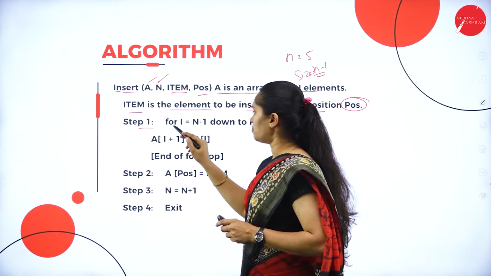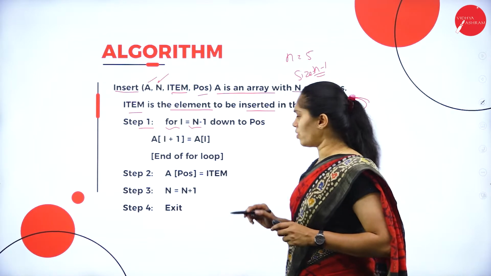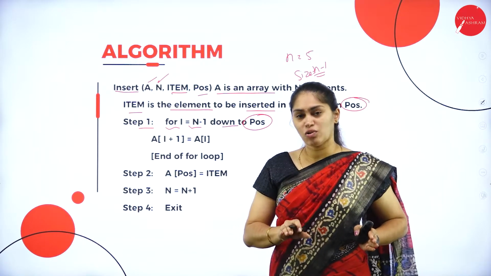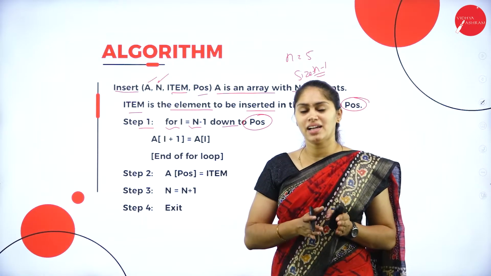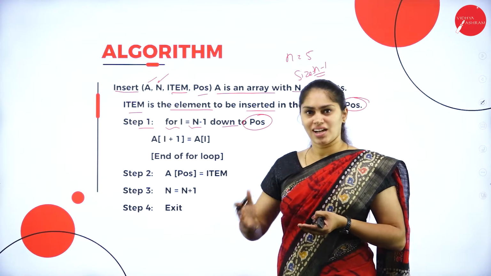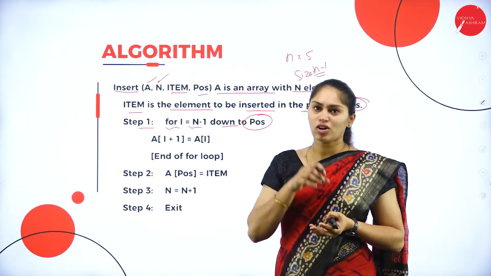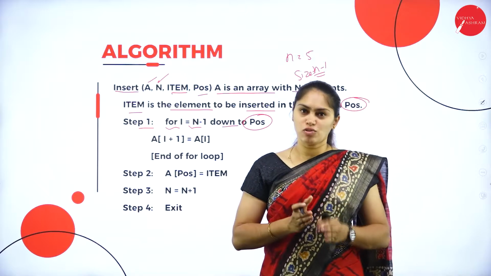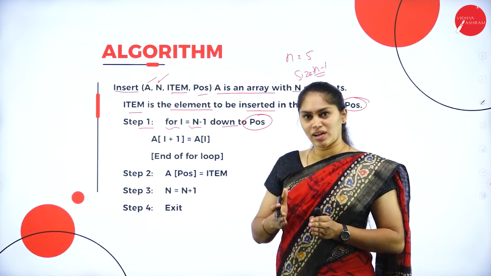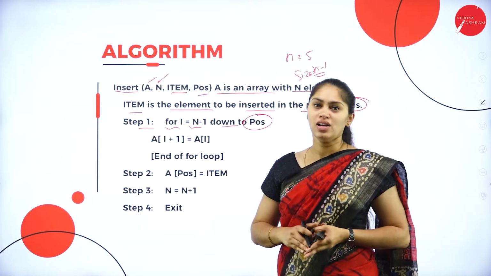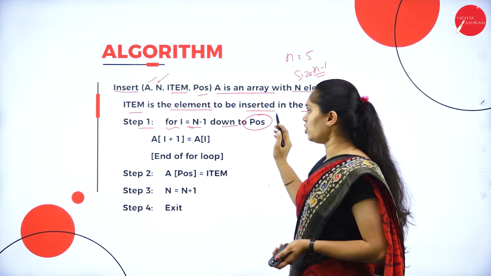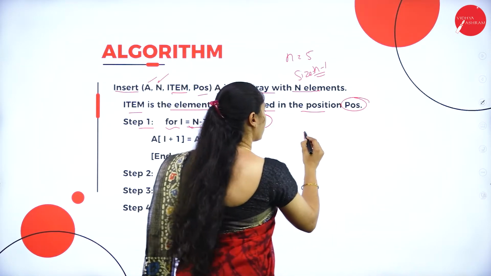For that, step 1: for I equal to n minus 1 down to position. From the end of the array to the position where you wanted to add an element, only that part needs to be repeated again and again, because we are dealing with those elements. I won't touch 10 and 20 because I wanted to add an element called 30 at the position of 40. So 40, 50, 60 only are going to be affected. Apart from that, 10 and 20 on the left side will not get any changes here. That's why for I equal to n minus 1 down to position. You can see that here again.